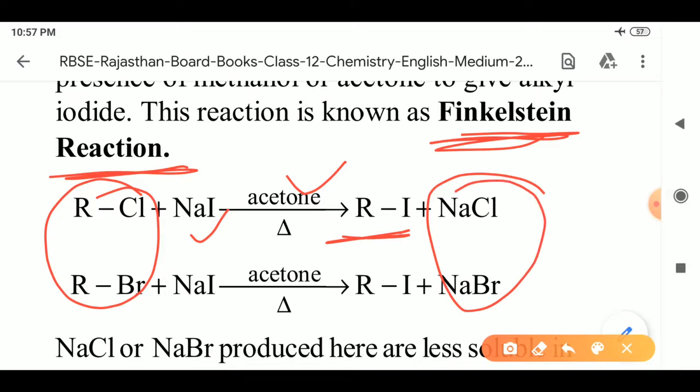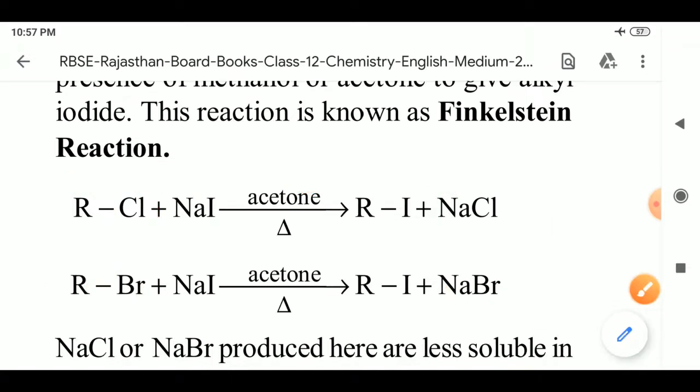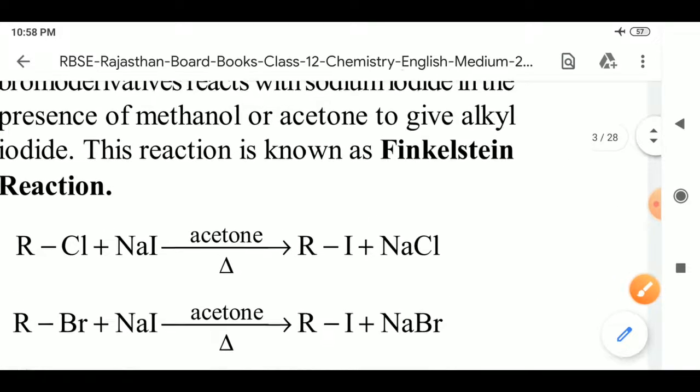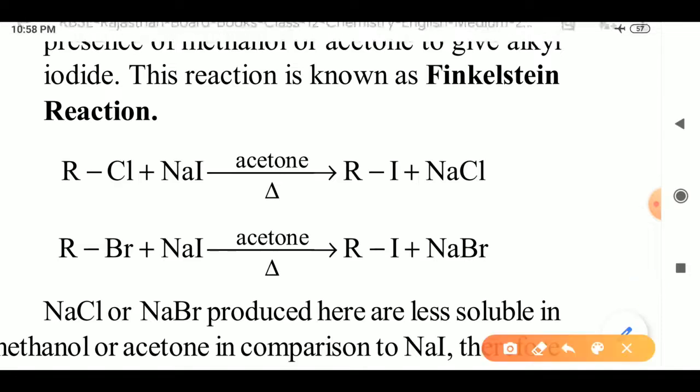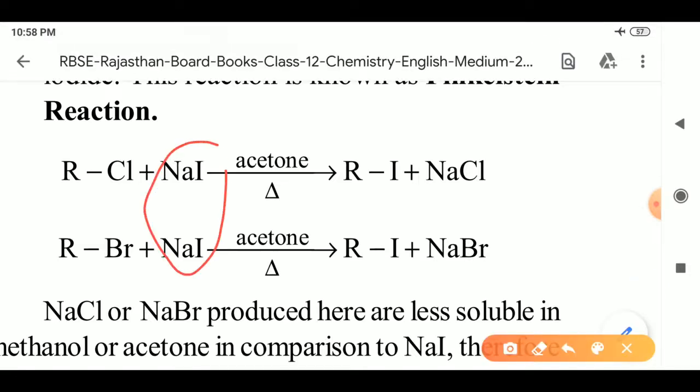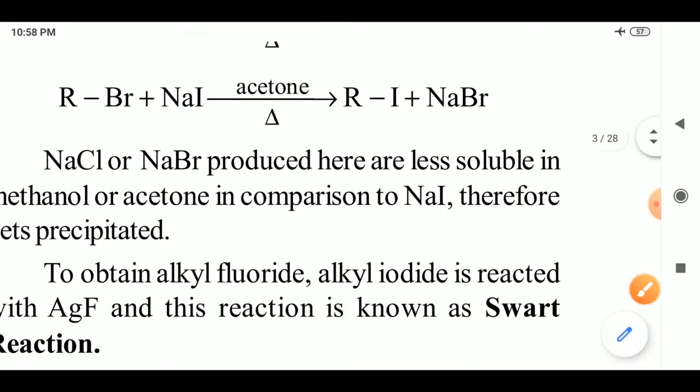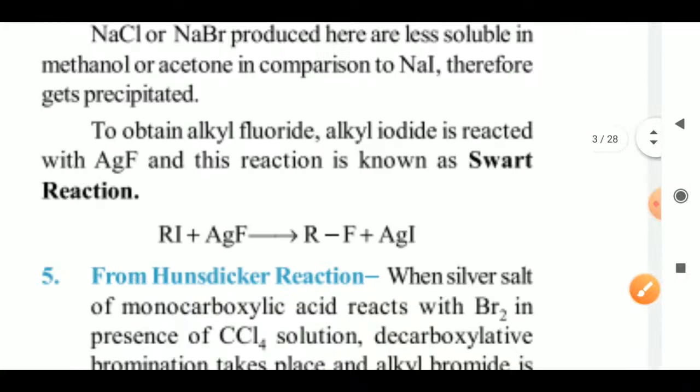Again, if you have RCl and RBr, both react with NaI in the presence of acetone, and they form alkyl iodide. So in both reactions, RCl and RBr react with sodium iodide. This reagent is important, sodium iodide. In the Finkelstein reaction, alkyl halide is converted into alkyl iodide. Clear?